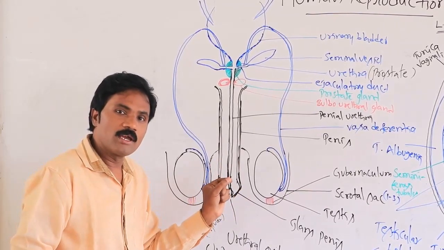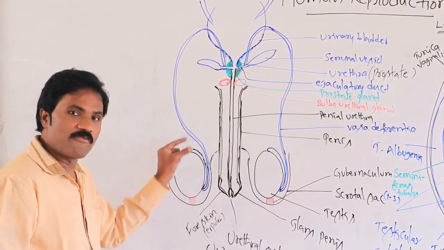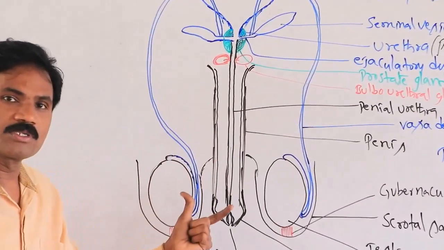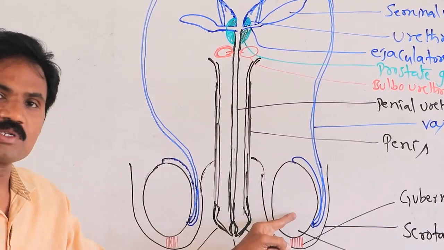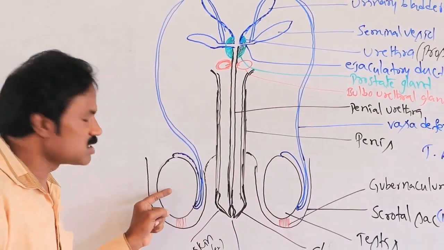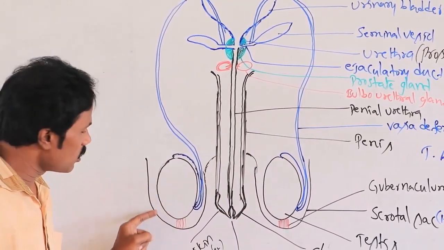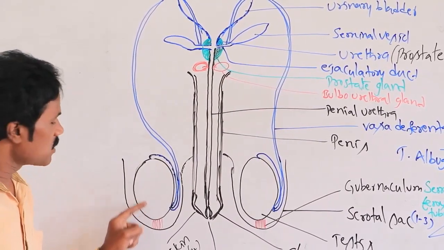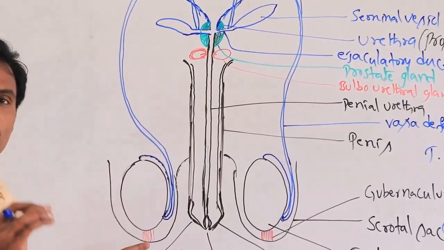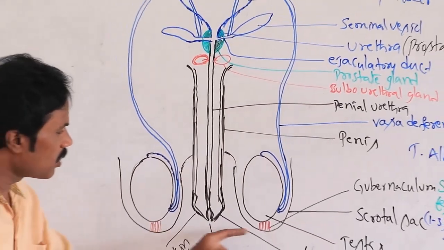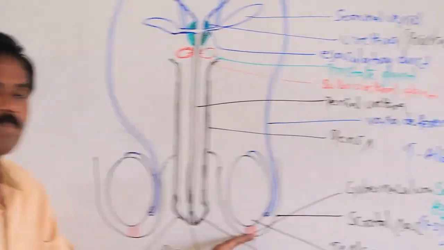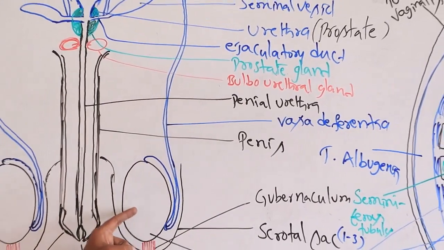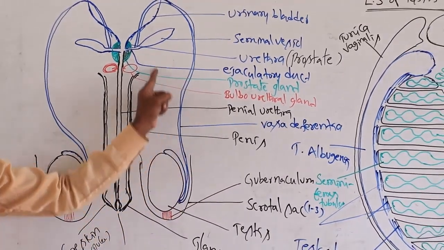Now you observe very clearly in the diagram, this is the front view of the male reproductive system. In that, one pair of testis is present. This testis is located inside the scrotal sacs. Inside the scrotal sacs, it is held up by the spermatic cord, and with the help of the gubernaculum it is held up. Then the scrotal sacs will be along with the inguinal canal.